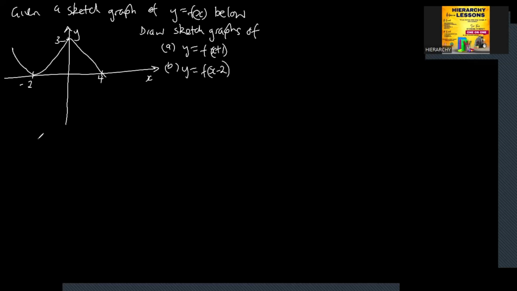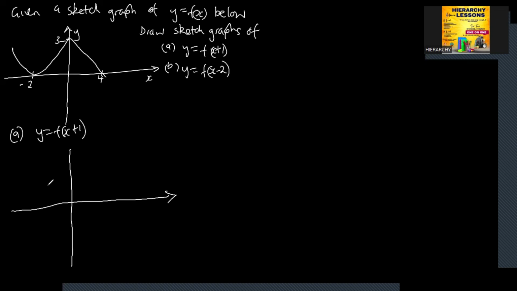Okay, so we want to do that example. This is a translation. We're doing horizontal translation. For the first graph, we know that for y = f(x + 1), if b is positive, the graph moves b units to the left, or to the negative side.